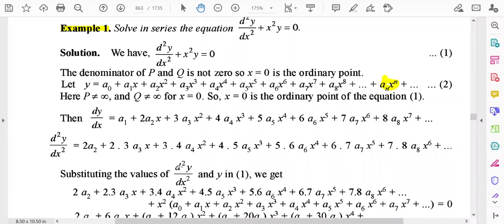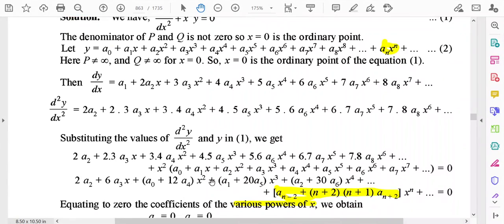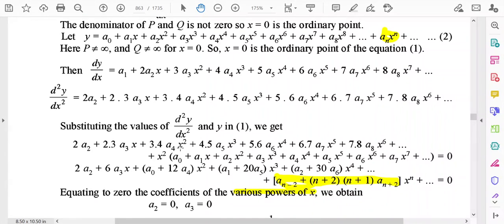Now you have to substitute the values of dy by dx and d square y by dx square in the given differential equation. After the substitution, we have to do a little algebraic rearrangement. You have to separate the term x to the power 0. 2 a2 is multiplied with x to the power 0, because x to the power 0 is equal to 1. This is a constant. Next you see that this is x to the power 1, this is x to the power 2, this is x to the power 3, and this is x to the power 4. It means that you have to rearrange this expression so that we write it in powers of x starting from x to the power 0.